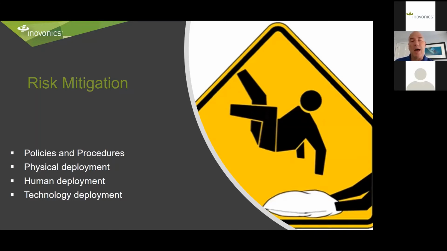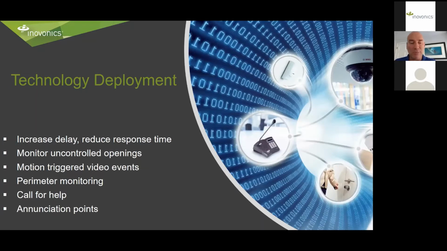Different resources can be, for example, a physical deployment, such as bollards to reduce the impact if a vehicle tries to crash into a building. Human deployment could be things like bodyguards or staff doing a little bit of a neighborhood sweep at a school before pickup and drop off. And then there's technology deployment, and that's us. So intrusion detection, access control, and video management systems. So let's talk about some of those technology deployments.